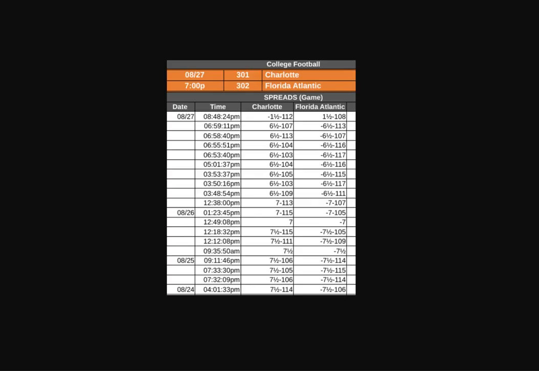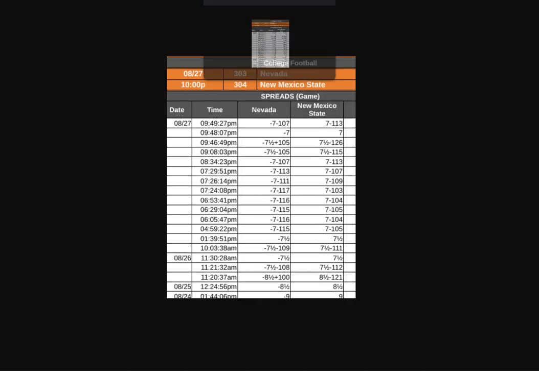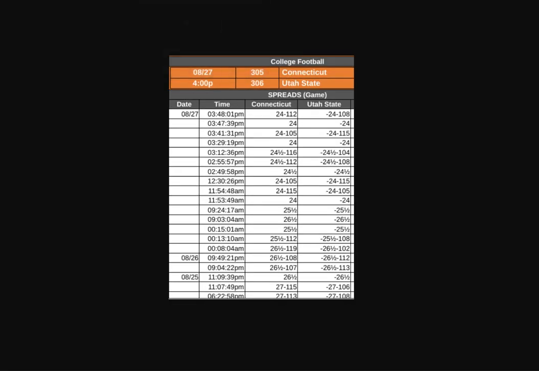Okay. So that was the Charlotte, Florida Atlantic. So the next one, Nevada, New Mexico State. We looked at that one. The next one, Connecticut, Utah State. Very good one here. So we looked at the day of here, come down. It was at 26.5, and then goes down to 25.5, up to 26, back down to 24, 24, 24. Now we're getting close. This game's going off at 4 o'clock. So it's at 24.5. And look what happens at 3:29.